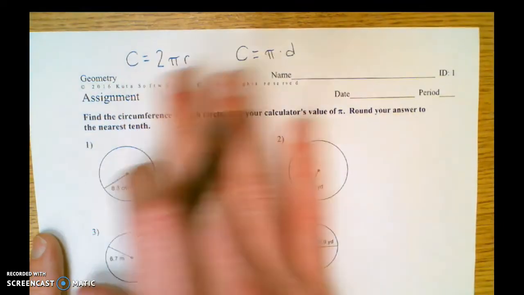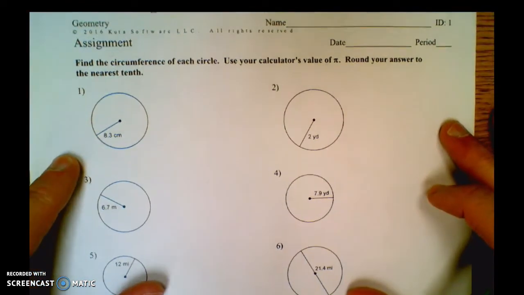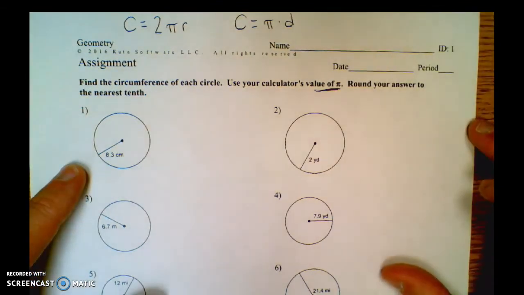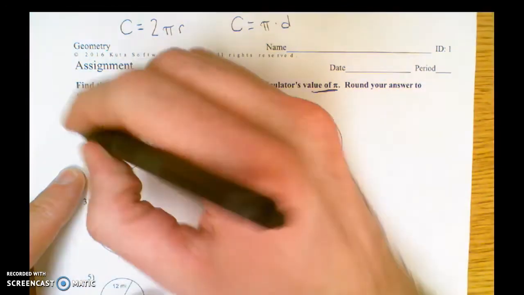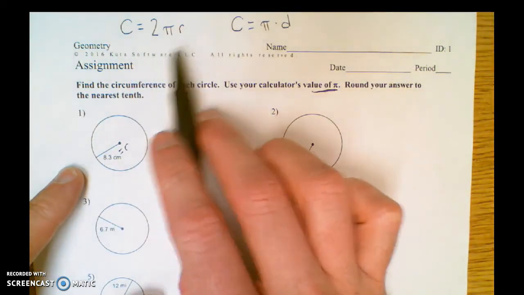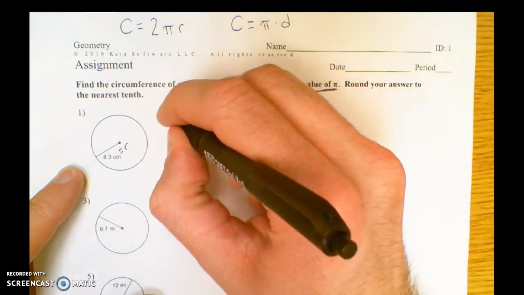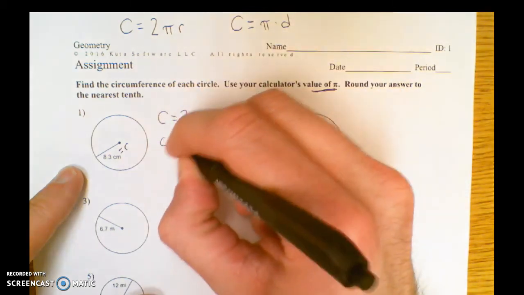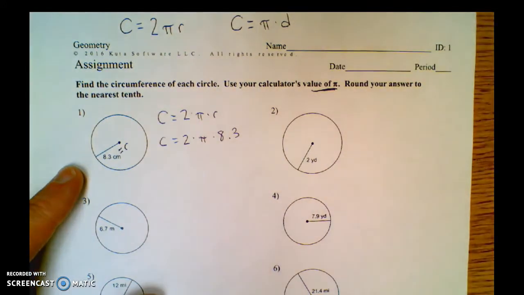So you need to figure out which formula to use based on the information that's given to you in your problems. So for the first problem, let's do number 1 together. This says find the circumference of each circle, use the calculator's value of pi, and then round your answer to the nearest tenth. So looking at this circle, I see a radius. So this is telling me that 8.3 is a radius. That's r. So based on the formula, which formula has r in it? The formula with r in it is the 2 pi r. So circumference, I'm going to write down the formula, is 2 times pi times r. Plugging in my value for r, I'm multiplying 2 times pi times 8.3.